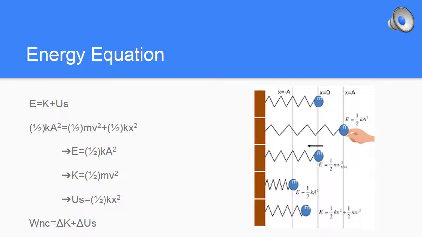The energy of a system moving in simple harmonic motion is equal to the kinetic energy plus the potential spring energy. The energy is equal to 1/2 of the spring constant times the amplitude squared, while the kinetic energy is equal to 1/2 of the mass of the object times the velocity squared, and the potential spring energy is equal to 1/2 of the spring constant times the displacement of the object from the equilibrium position squared. Simple harmonic motion also follows the laws of mechanics in that the non-conservative work is equal to the change in kinetic energy plus the change in potential energy.